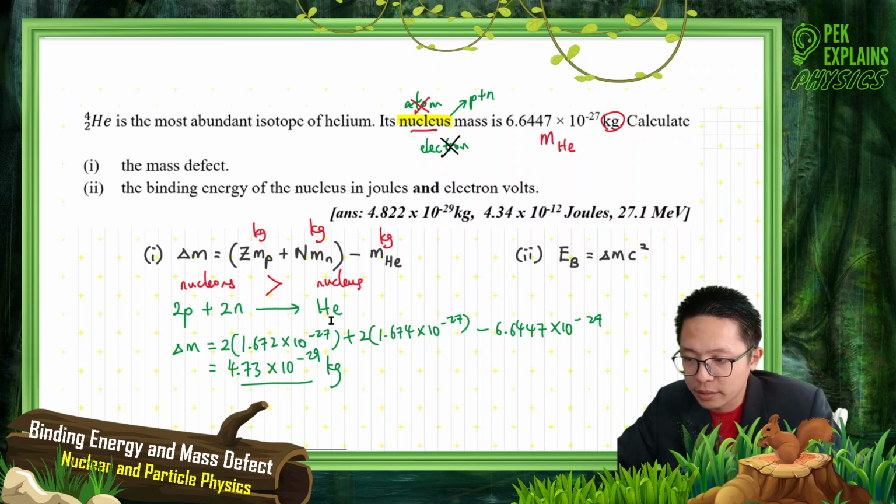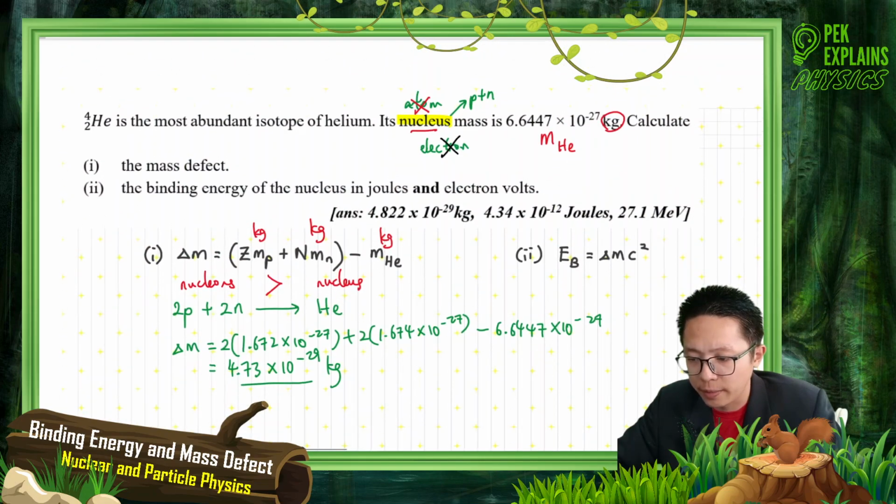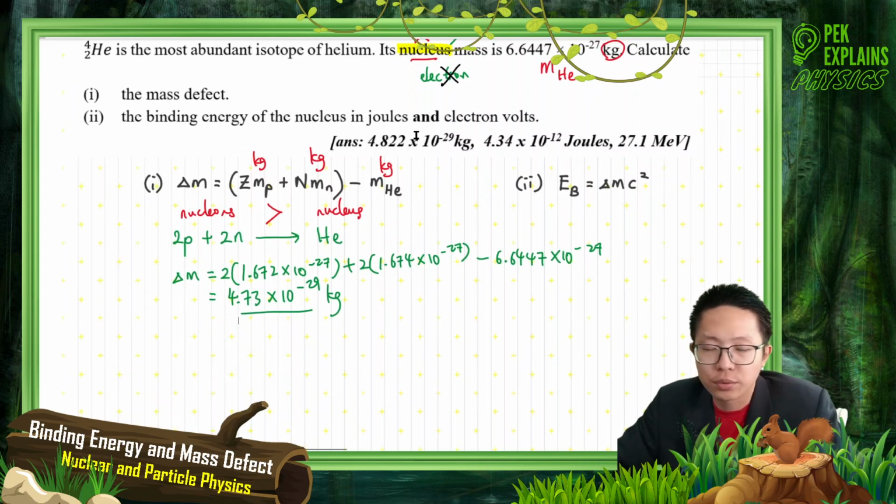Okay, so you see, this is a bit different from the answer given, 4.822, because if I know the answer scheme, this question does not use the value given in the list of constant. He used a much more complex value for mass of proton and mass of neutron. So actually this one is the correct answer. This one is not so accurate. This one is the correct answer based on the list of constant.